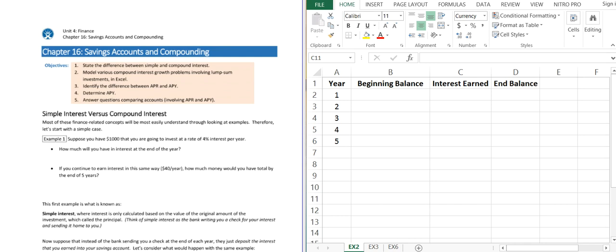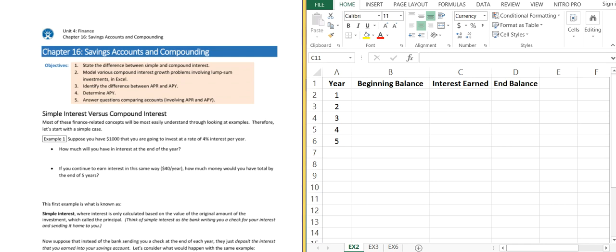So simple interest is where you earn money only based on the initial amount of the investment. And so that's what we're going to look at first through an example. In example 1, suppose you have $1,000 that you're going to invest at an interest rate of 4% per year, what we'll call an annual percentage rate. How much will you have in interest? So basically, how much will you make at the end of the year if you earn 4%?